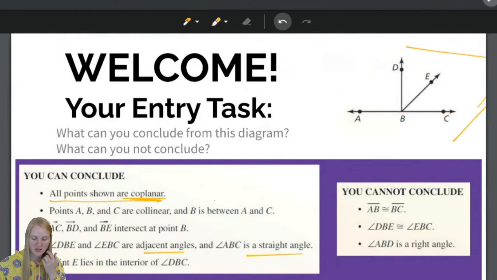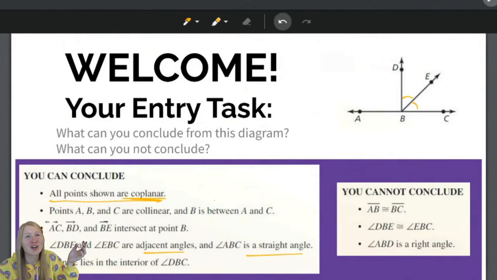Things you cannot see in the diagram: AB congruent to BC. If you do not see those tick marks, we don't know if they're congruent. You cannot assume they are congruent unless you see those tick marks. Angle DBE congruent to angle EBC. Yeah, you have no idea. They look like they could be the same, but if you do not see these tick marks, you don't know. You don't know that they're the same.